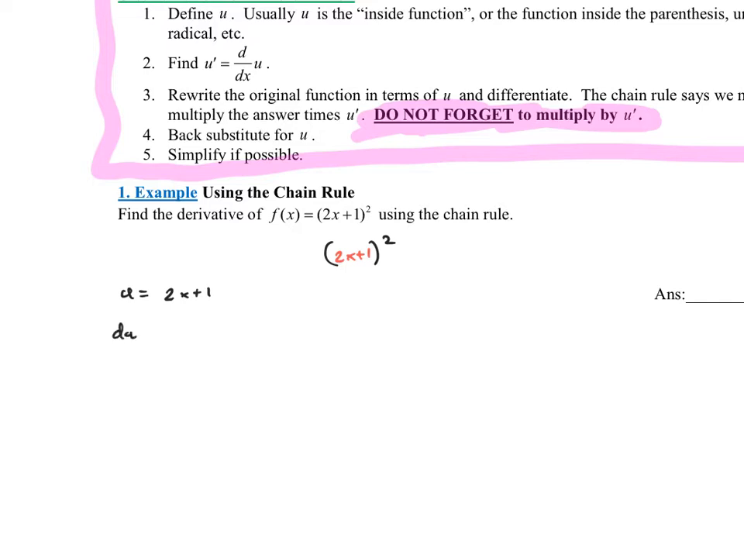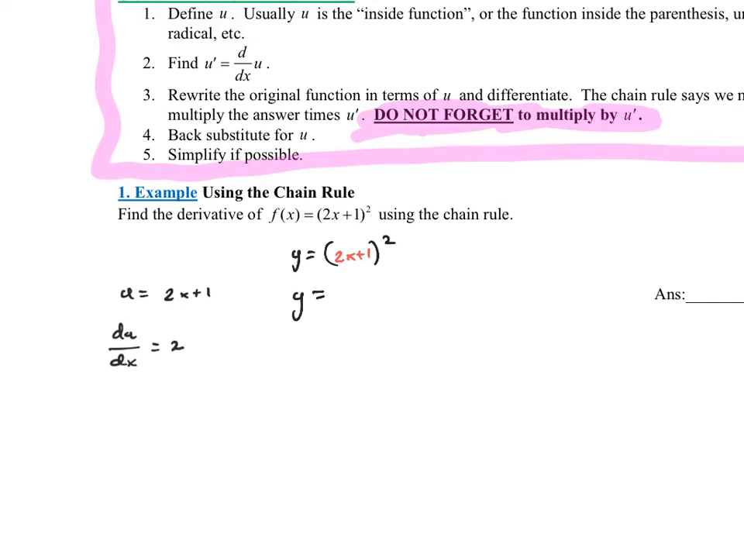So then we want to find the derivative of u with respect to x. Well, what's the derivative of 2x + 1? Derivative of 2x would be 2 times 1, which is just 2. And the derivative of 1 is 0. So the derivative of 2x + 1 is simply just 2. So this is our function y, or they called it f of x. It doesn't really matter. But let's look at y in terms of u now.